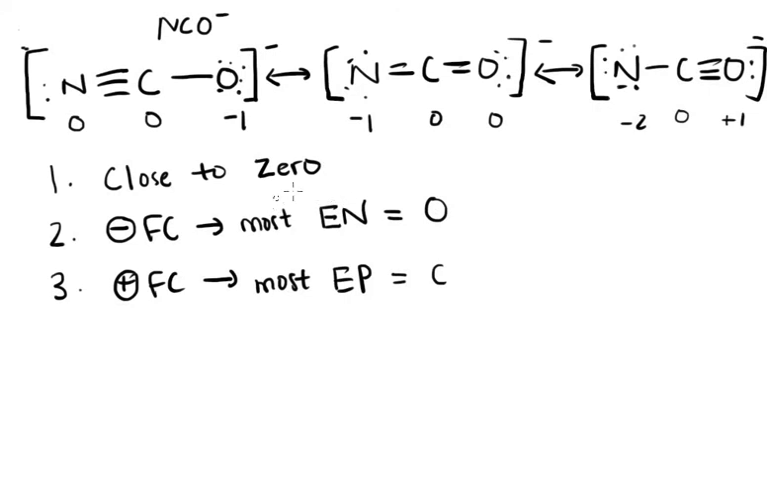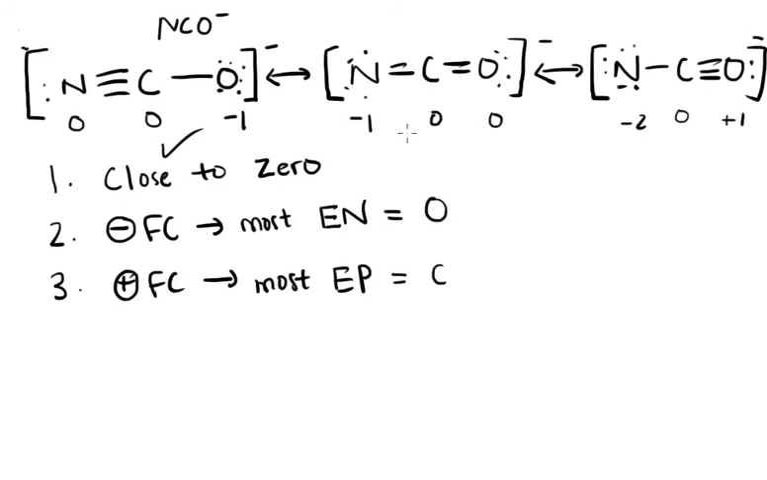Now let's check which one's closest to 0. These two are already the closest to 0, so let's look at these two first. The most negative formal charge corresponds to the most electronegative atom, and that's true. It doesn't matter that the most positive formal charge corresponds to carbon because there are no other positive formal charges. So this actually looks good.